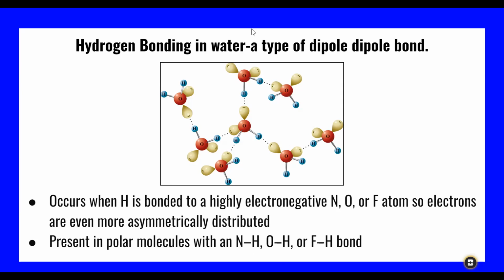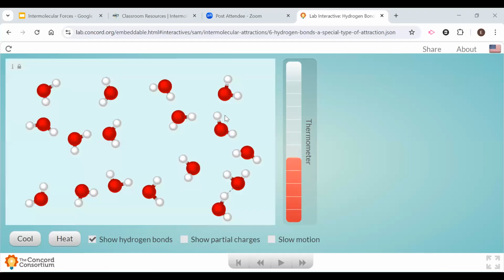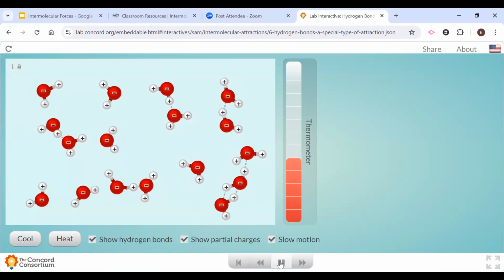But I'll show you a better picture of it. Let's look at hydrogen bonds. This is water. Water is H2O, right? This is oxygen, these two are hydrogen. Remember, this is a polar molecule. So let's see what happens.